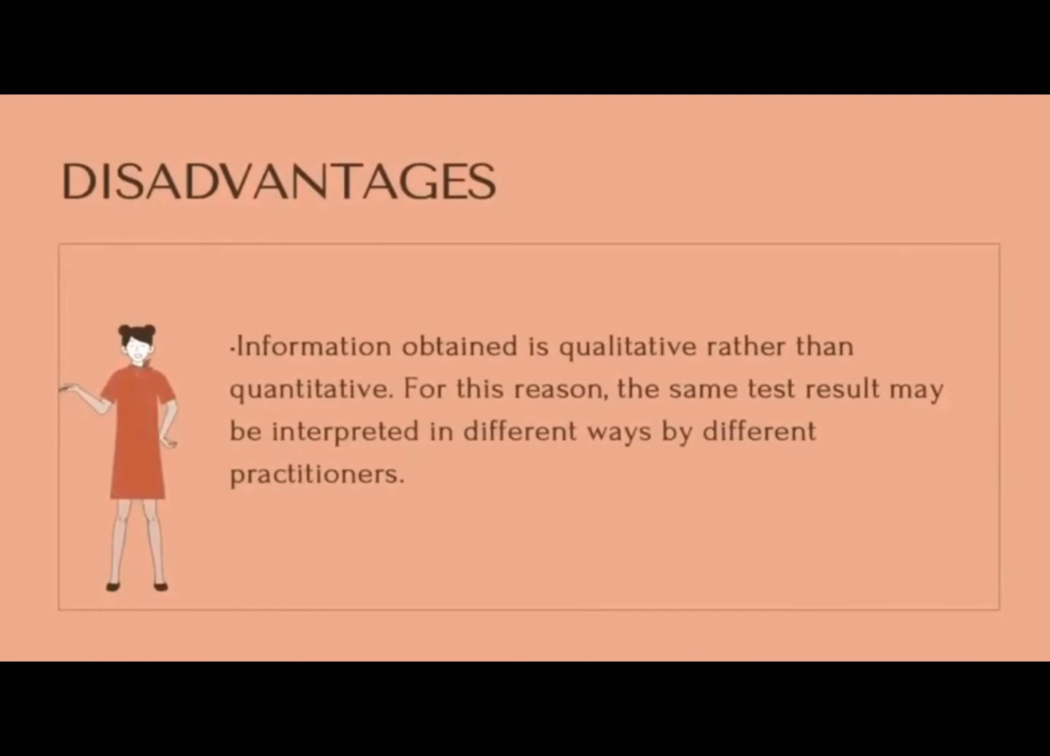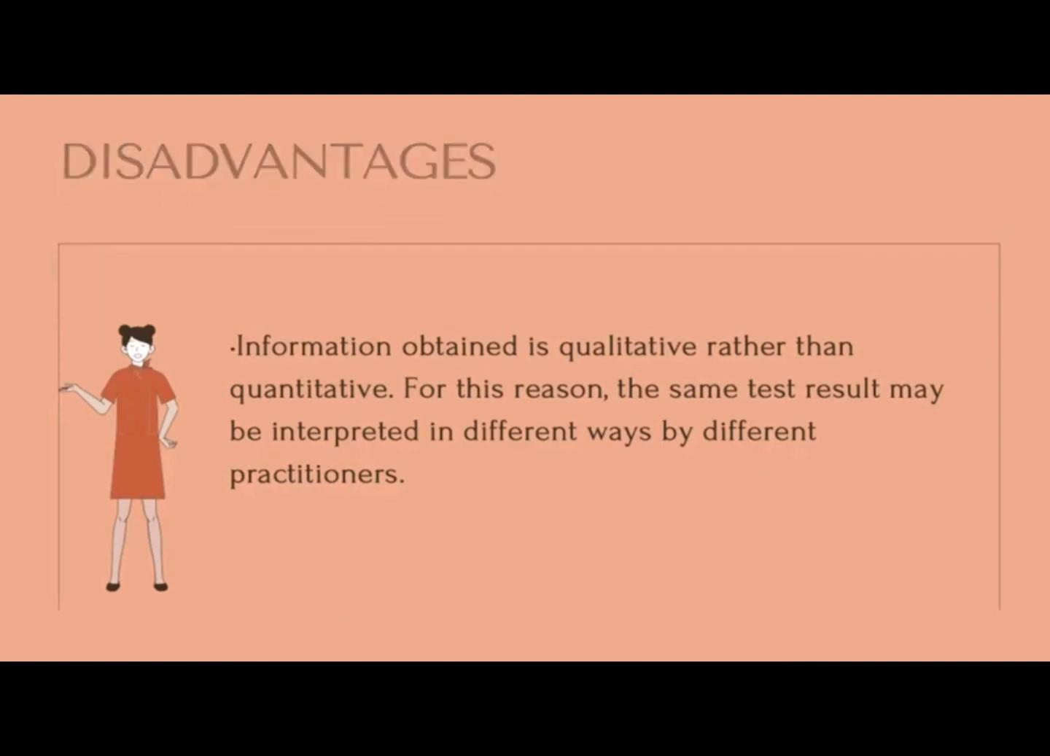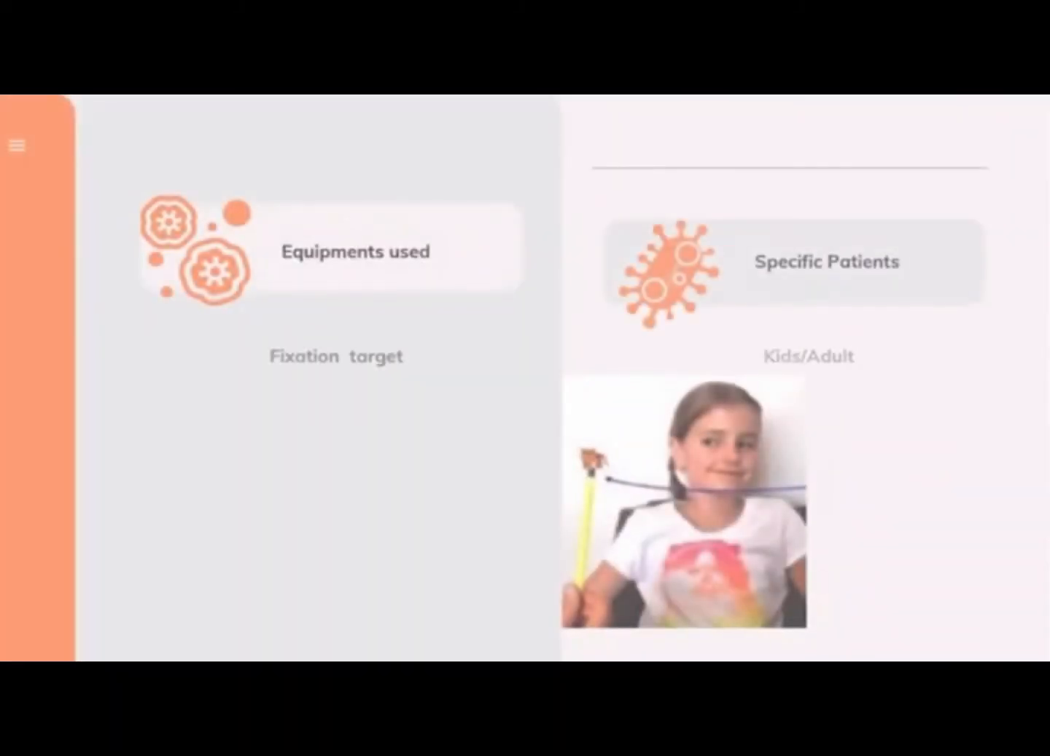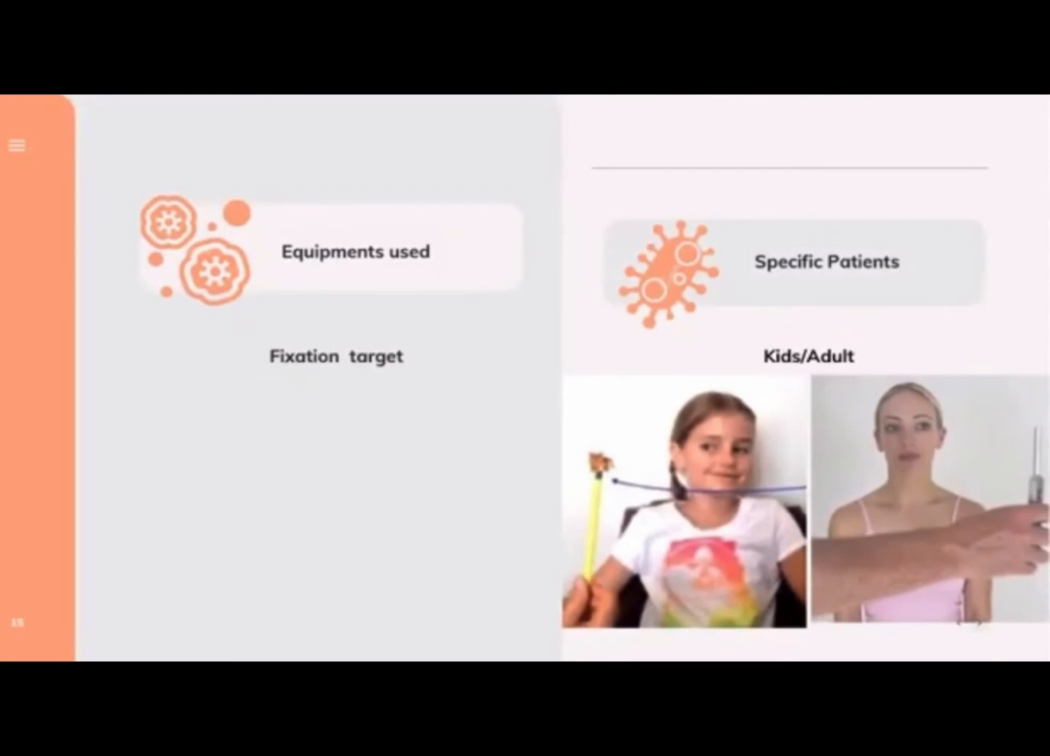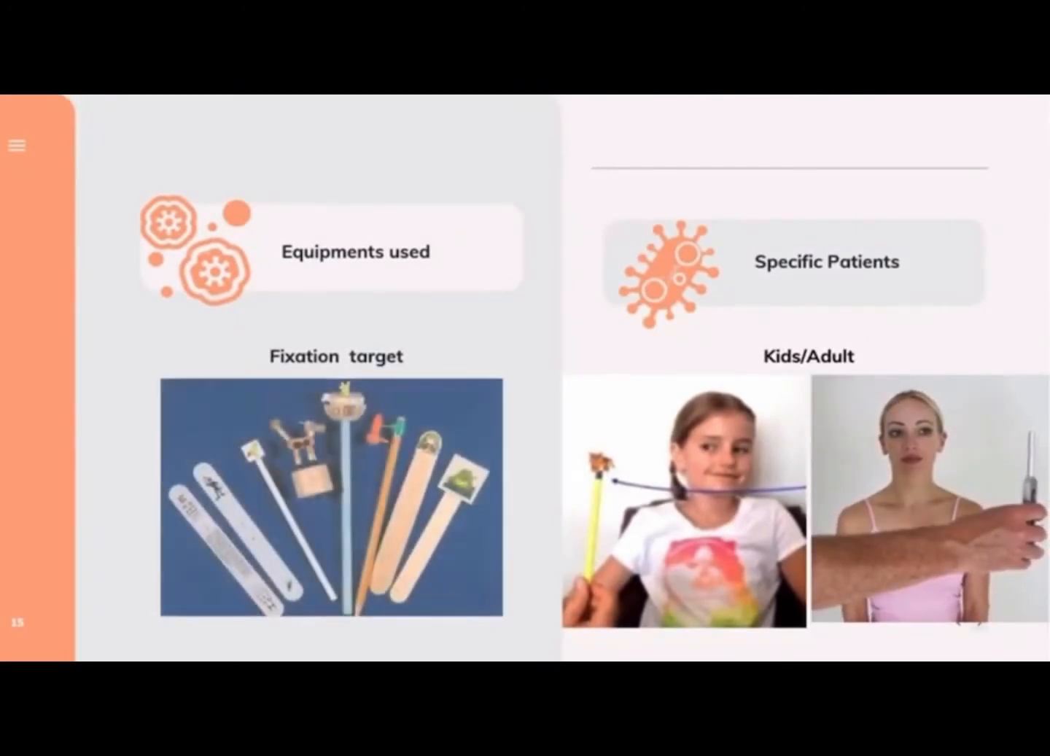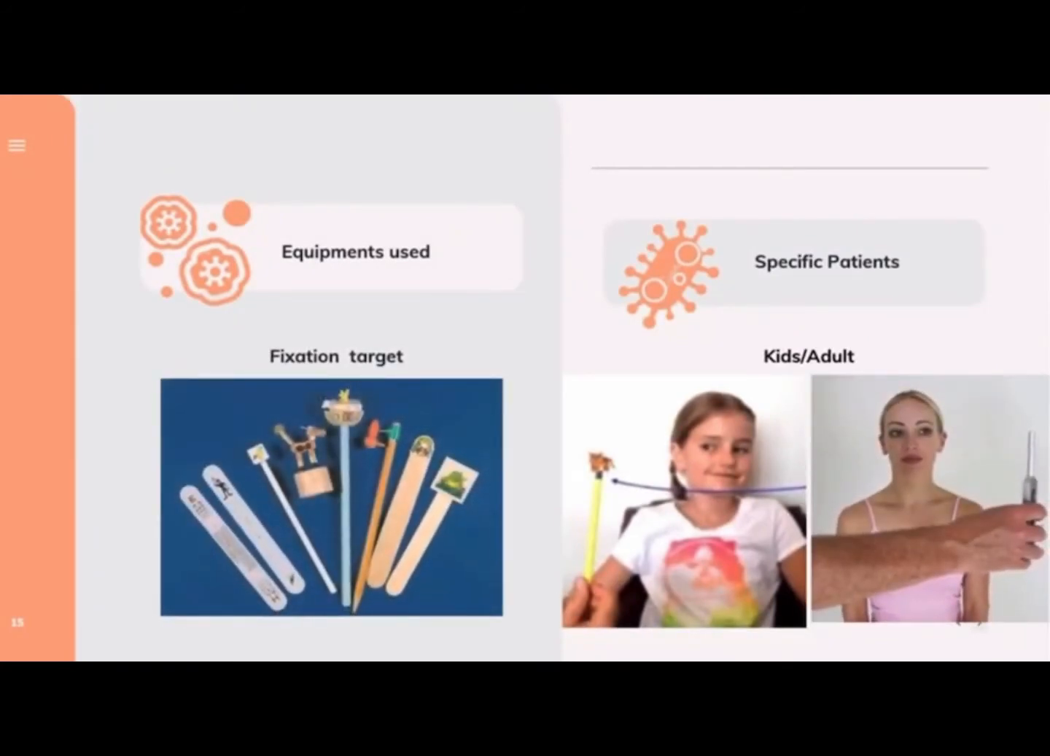The disadvantage of this test is that the information obtained is qualitative rather than quantitative. For this reason, the same test result may be interpreted in different ways by different practitioners. For the equipment, the examiner should use a fixation target, and for the patient, kids and adults are allowed to do this test as long as they can follow and understand the instructions of the examiner.